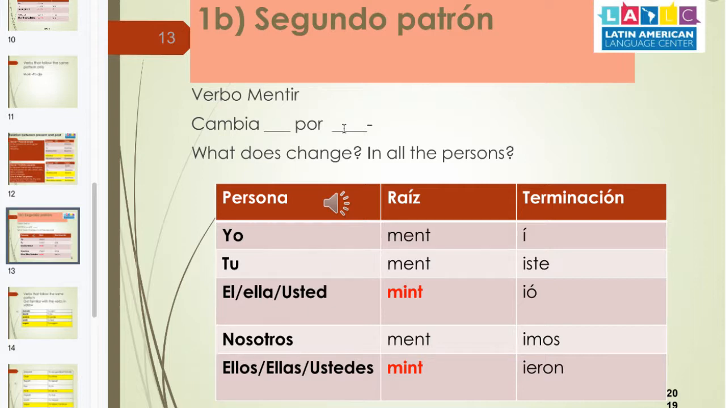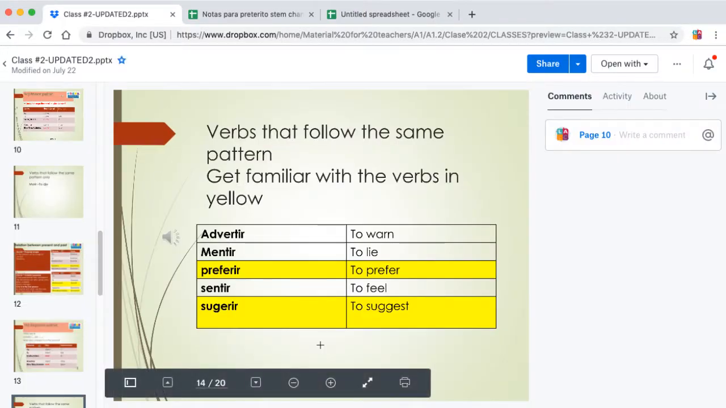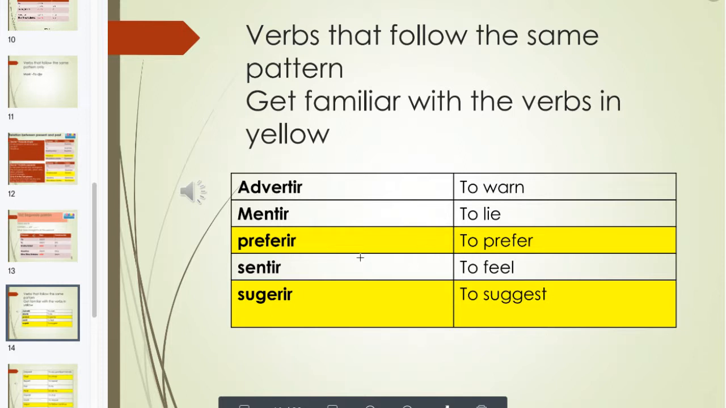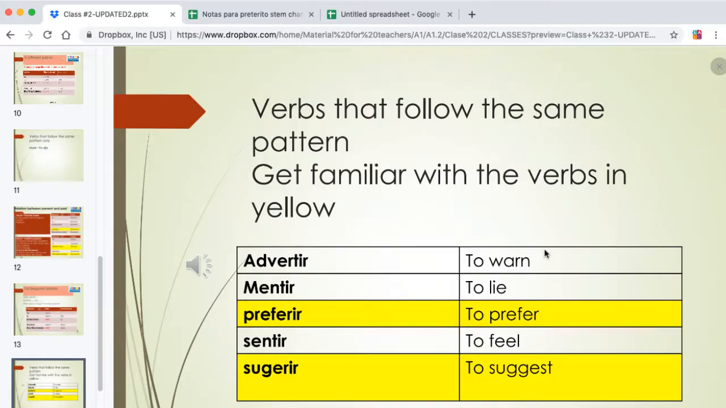I will show you one. They are marked in yellow, and I will show you in a second. But I will help you with how to pronounce it. So mentir: yo mentí, tú mentiste, él, ella, usted mintió, nosotros mentimos, y ellos mintieron. Okay, so here are the ones that I talked to you about that are in yellow, because I really want you to focus on these ones, because this will help you in a conversation. So preferir is to prefer. Yo preferí, tú preferiste, él prefirió, nosotros preferimos, ellos prefirieron.